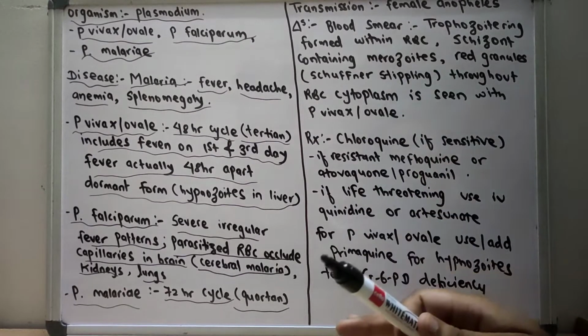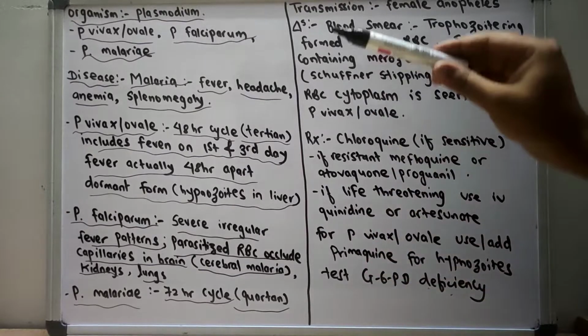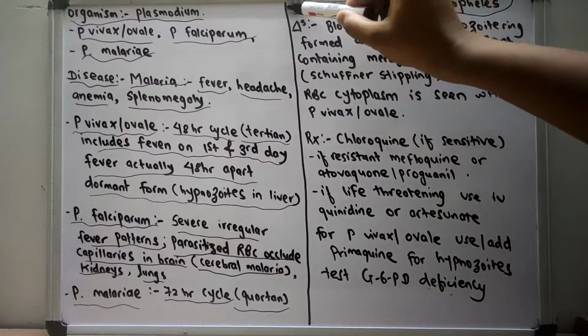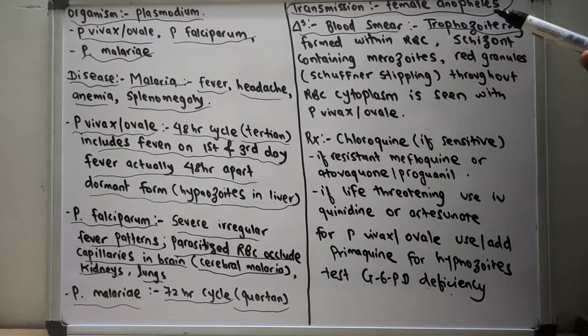How is this malarial parasite transmitted from one person to another? So the main transmission occurs through the female Anopheles mosquito. And how do we diagnose this? We diagnose it through the blood smear. We see a trophozoite ring that is formed within the RBC.